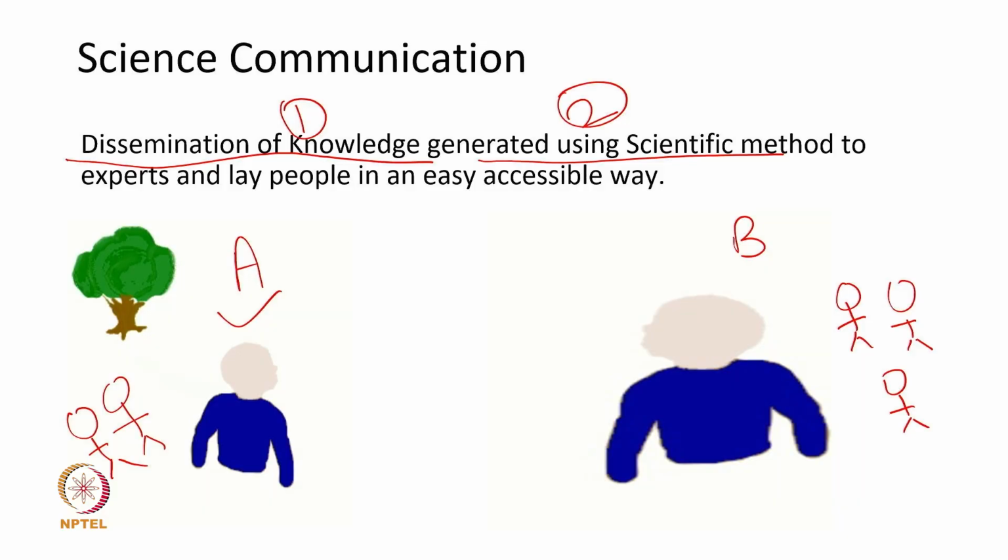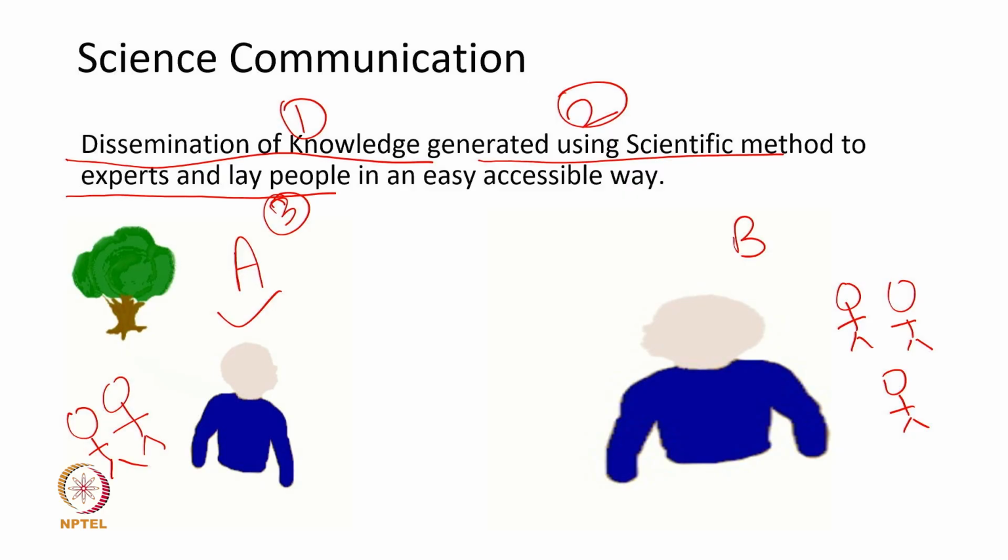Now the third part is to whom to be shared. So this is the third part, that it should be conveyed to experts and the lay people. Here by expert we mean the scientific community or the subject peers, and the lay people represent the general public.